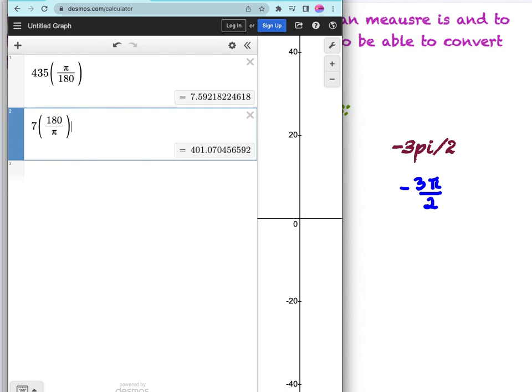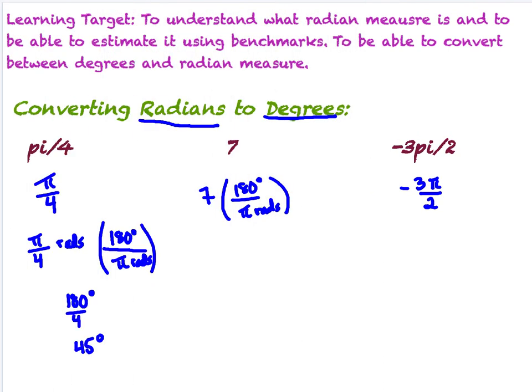And you can see that the answer I get is 401.07. So approximating this, I get 401.07 degrees, right? And does it make sense that this is a little bigger than 360? Sure it does, because we know that 6.28 was approximately a full rotation. So this has got to be a little bit bigger than that, right?